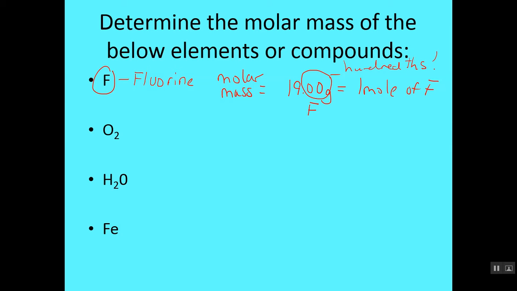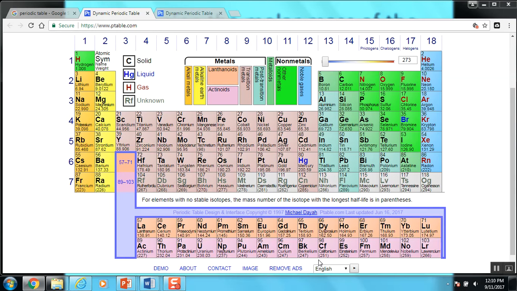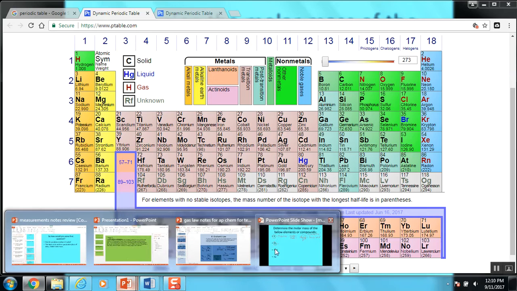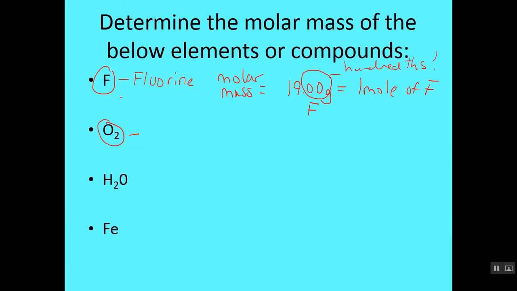Let's do the next one, which is O2. Same idea. We look on the periodic table for oxygen, and you're going to find that oxygen has a molar mass of something like 15.9999. Now again, if we round that to the hundredths place like we've just been talking about, oxygen has a molar mass of 16.00 grams. But I want you to notice something here, because we've also got to consider something as we determine the molar mass.